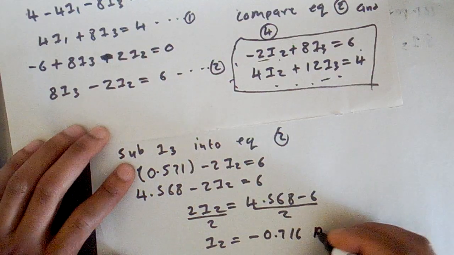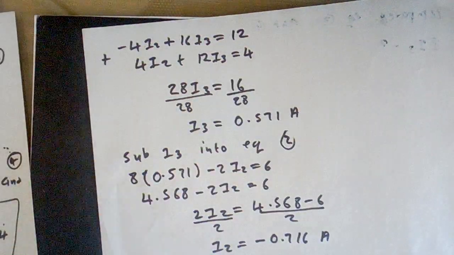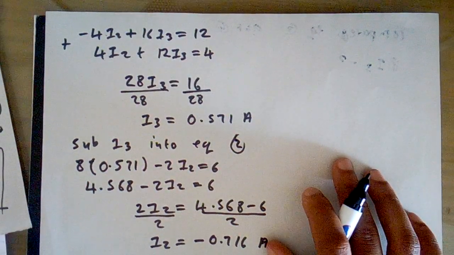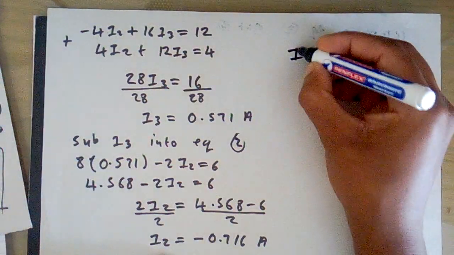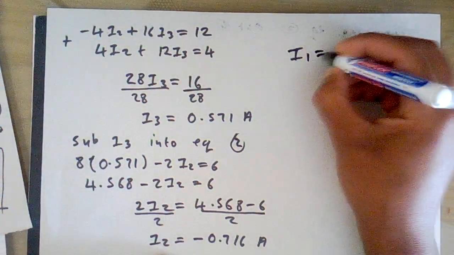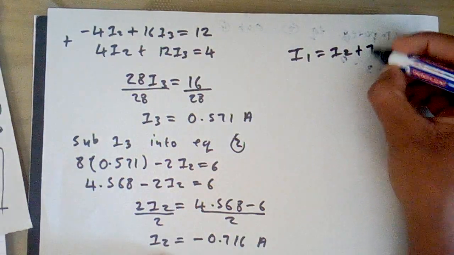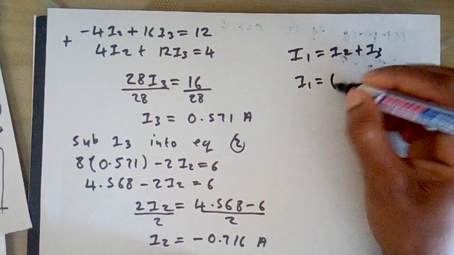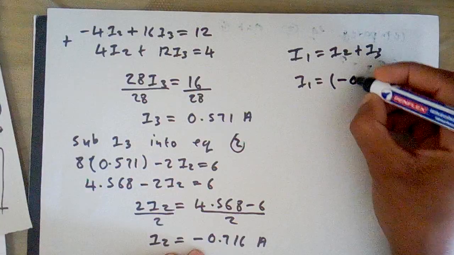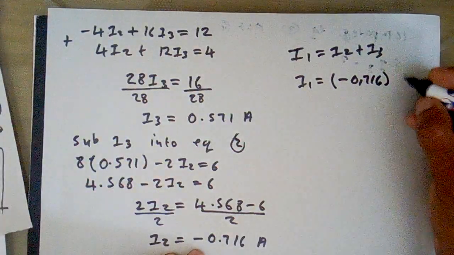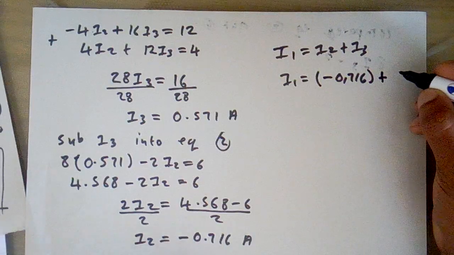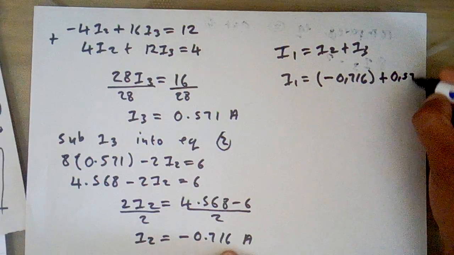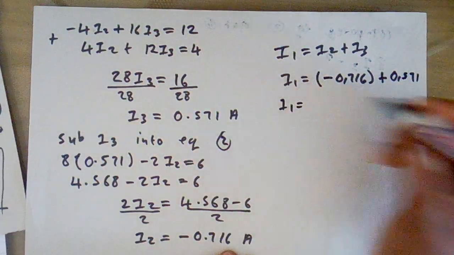Since now we have I3 and I2, we can find I1 using our equation 3. So I1 equals I2 plus I3. As you can see, our I2 is minus 0.716 plus our I3, which is 0.571. And this gives us minus 0.145 here.